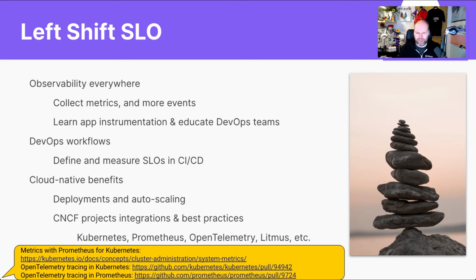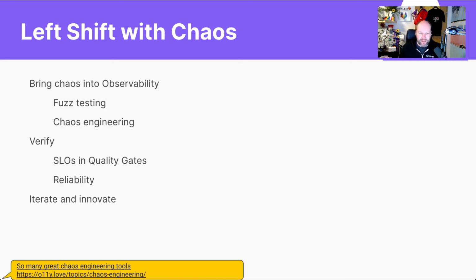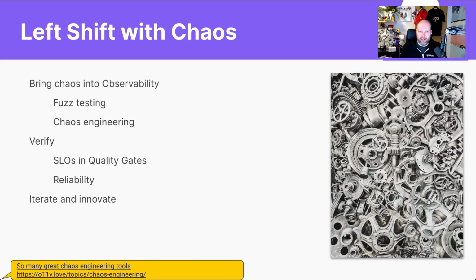And there are many projects out there which integrate with each other, and you can learn from the best practices. So, for example, Kubernetes added Prometheus monitoring and metrics, and you can inspect the source code, you can see the pull requests, and learn from that, and get into the documentation how it's being used. Similar thing with OpenTelemetry and Litmus Chaos and so on. When you want to left shift with chaos, bring chaos into observability, see how it behaves, verify the SLOs and quality gates, and also ensure that reliability is there.